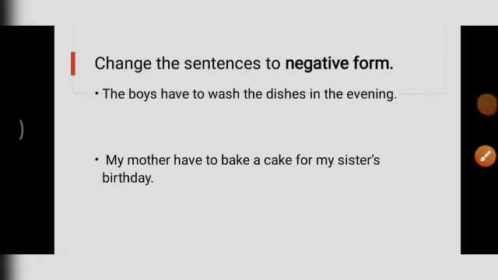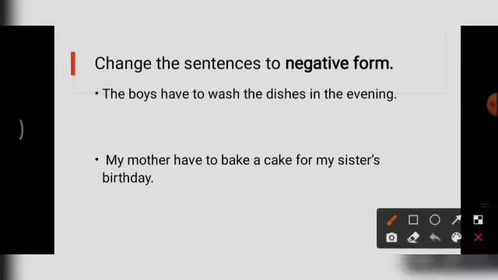Okay, let us do some warm up. Change these sentences to negative form. So remember, when it's negative form, you must use don't have to or doesn't have to. The first sentence, the boys have to wash the dishes in the evening. So how do you want to know whether you need to use don't have to or doesn't have to? Macam mana kita mau tahu?